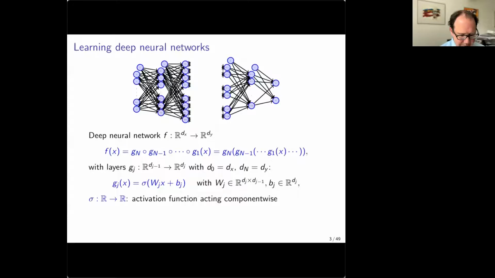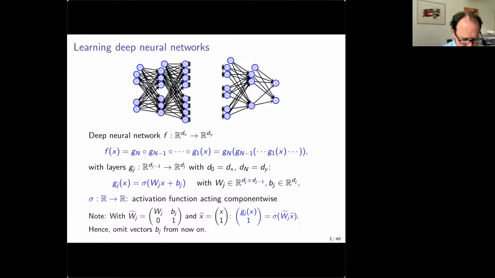Okay, so just to set things up, I guess everybody of you is familiar with the basic setup. So what is a neural network? It's a composition of these layers, G1 to Gn, and each layer is an affine function, which is described by some matrix Wj and some vector Bj, and then we apply on each component such an activation function, say the ReLU function or something like that. And well, for simplicity, one can actually rewrite this slightly by introducing a new matrix and appending the data with a one at the end, and then actually omit these offsets. So which is why we often don't speak about these Bj's.